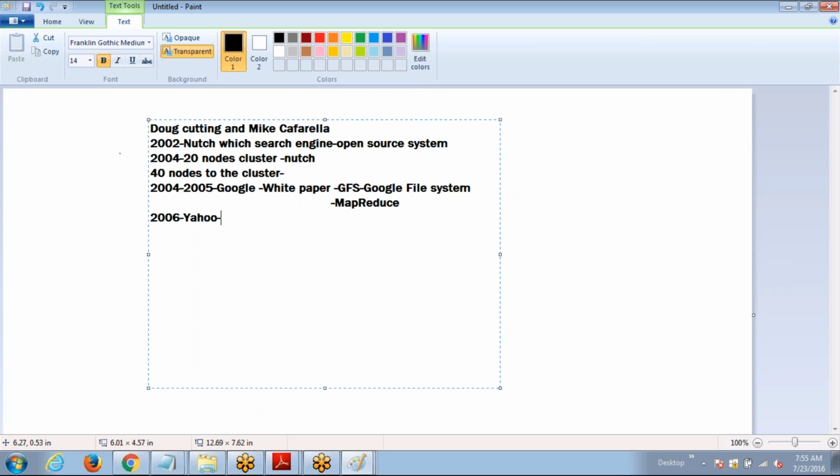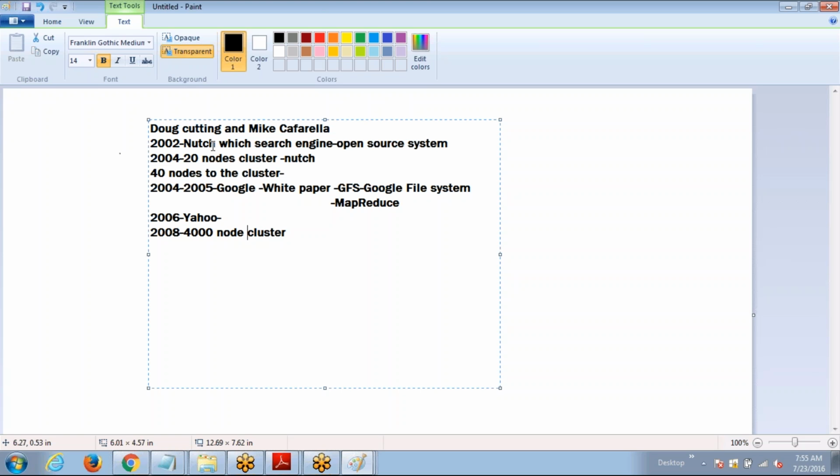They kept on adding more nodes to the cluster, and in 2008 they were able to achieve a 4,000 node cluster. They were able to implement the 4,000 node cluster in a production grade environment in 2008. Okay, this is the whole story of how Hadoop came into the picture and how they started working on it.